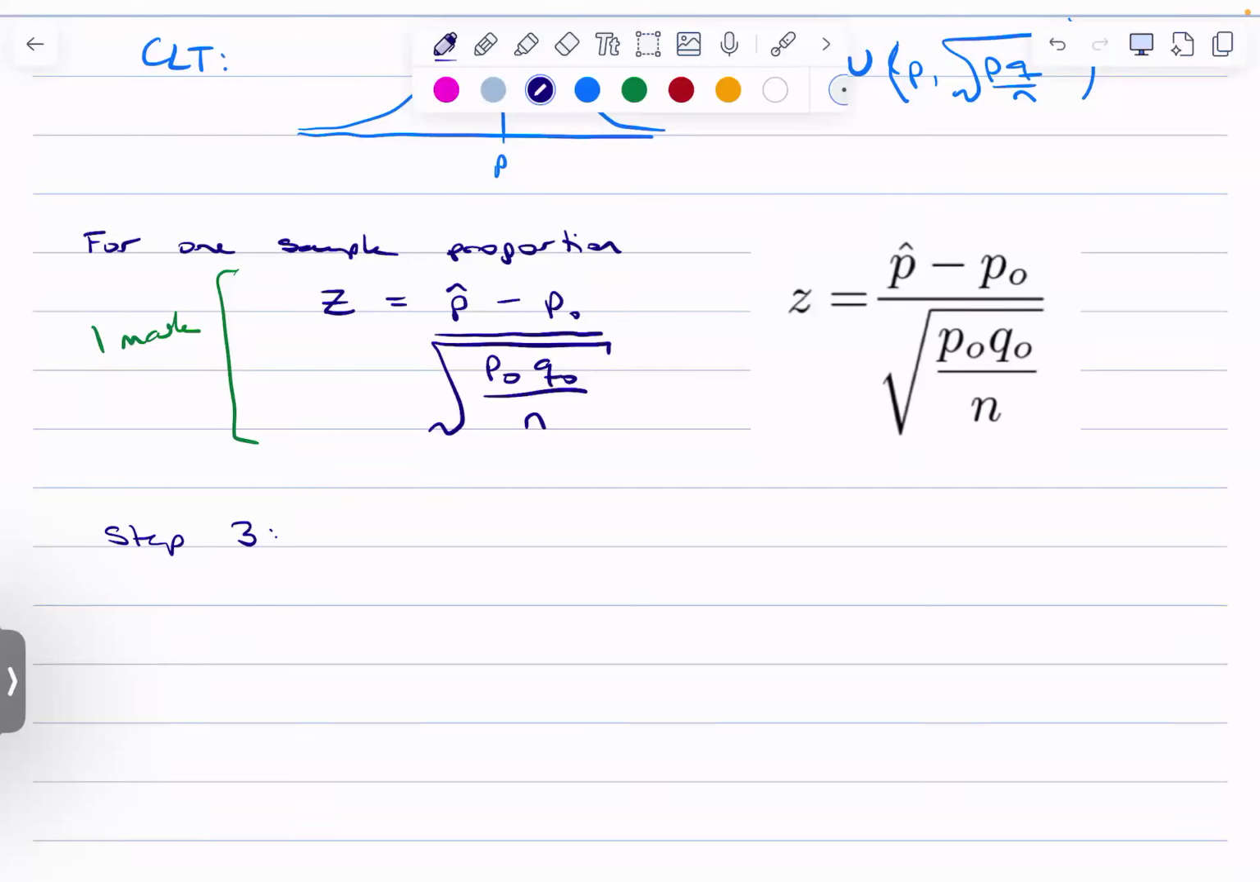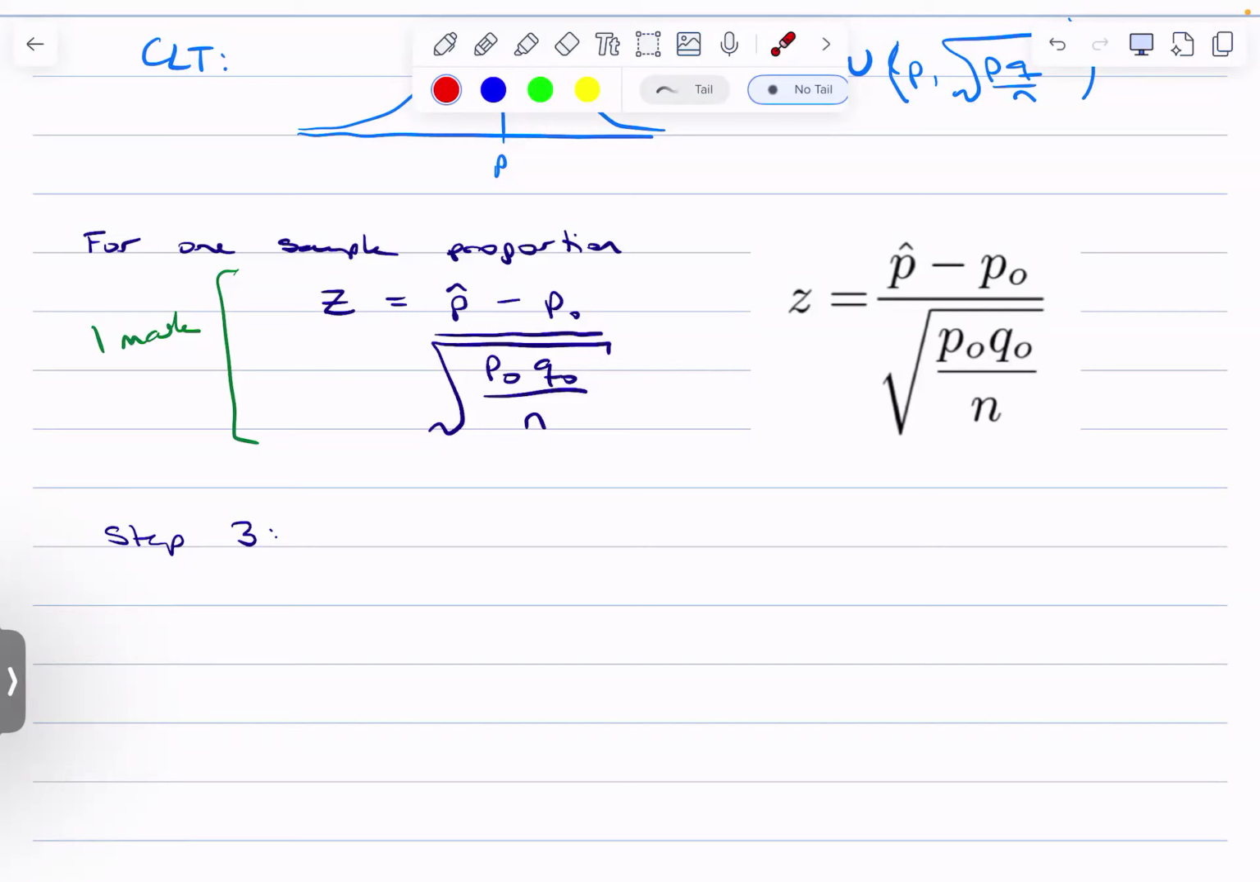Step 3, although it is possible to say, okay, imagine you're trying to explain to your boss, "Hey, I don't think that my sample came from a population centered on P naught because my sample proportion is 3 standard deviations above my hypothesized value." And they would say, that doesn't mean anything to me, because that's hard to kind of understand.